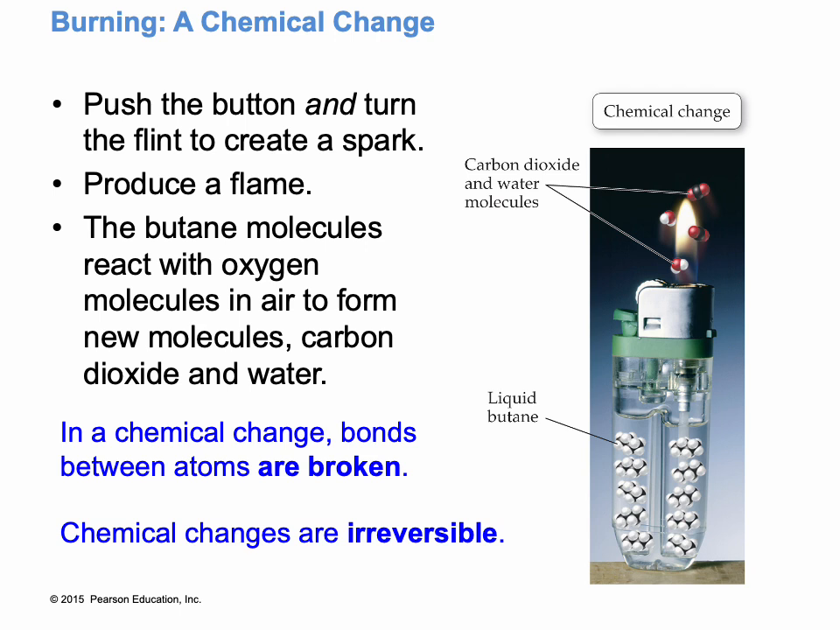Just like I can turn a nail to rust, but I can't unrust a nail, I can burn butane and turn it to water and carbon dioxide. I can't easily take water and carbon dioxide and turn them back into butane. So we say that's an irreversible change.